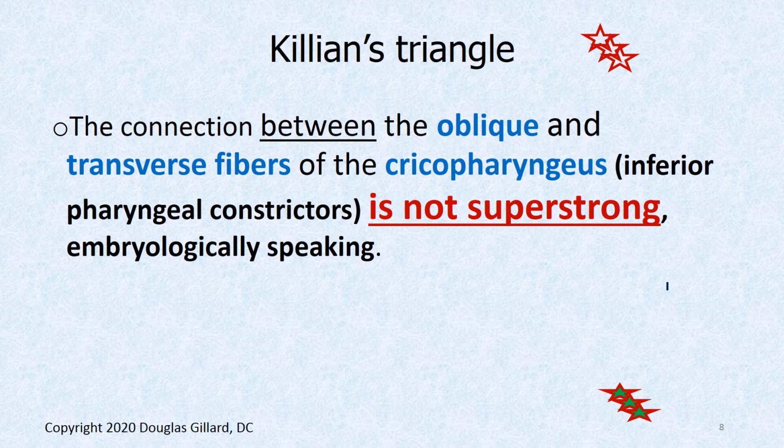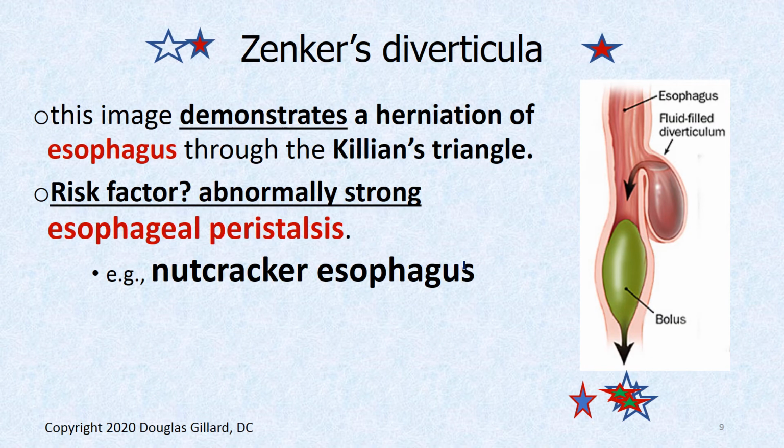All right. And yeah, the connection between the oblique and transverse fibers, that's it. It's not super strong, and embryologically it just never developed super strong in humans, and it's a weak spot. And here's kind of the junction of those 2 sets of fibers, especially if they get really stiff and fibrotic as you age. If the pressure goes up during swallowing, you can start to slowly rip them out, and it bulges out further and further and further, and that is a Zenker's diverticulum.